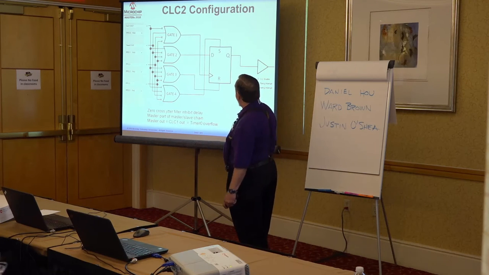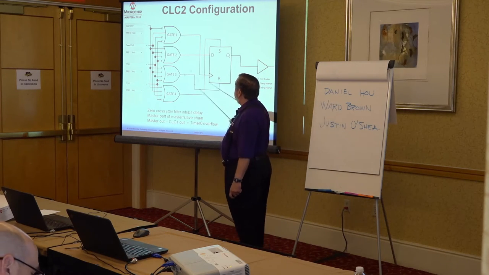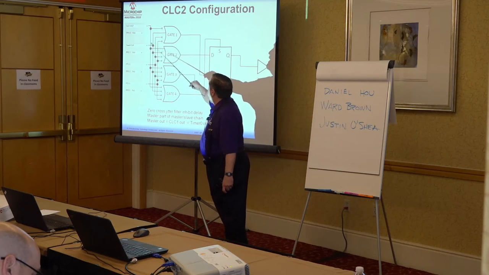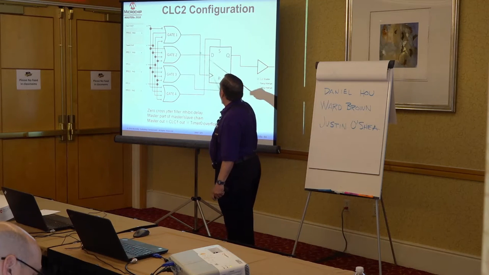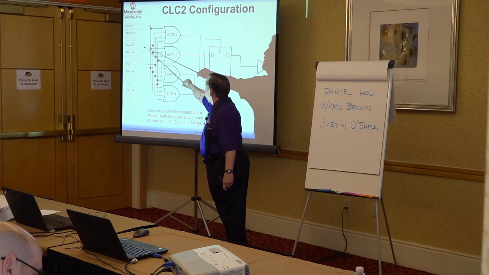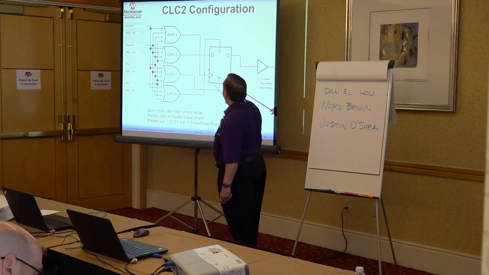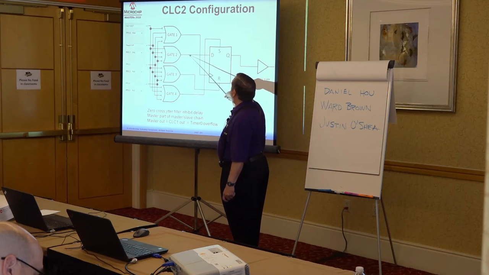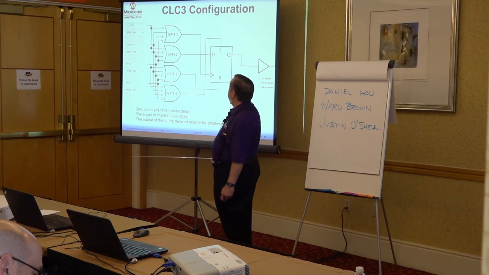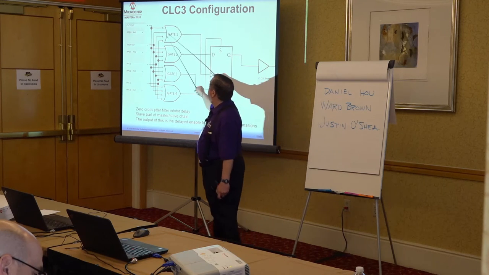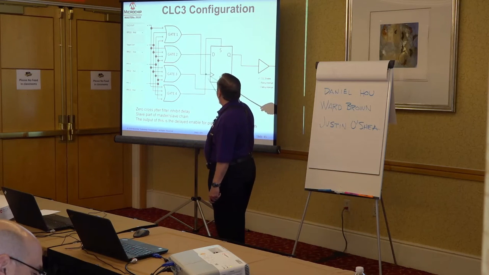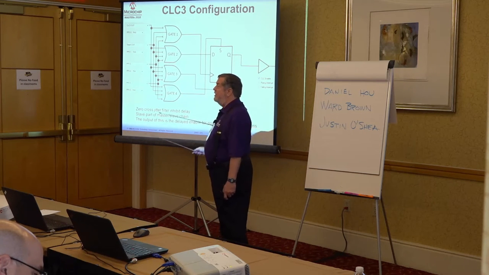The next two stages were just this configuration, where the input is the CLC one out, and it's clocked by, coming down here, the timer zero overflow. So when the input is high and the overflow happens, then it propagates out of this. Same way with this, except in this case, it's CLC two as the input and the timer zero overflow on the clock.